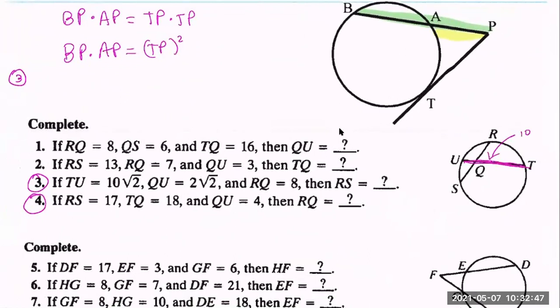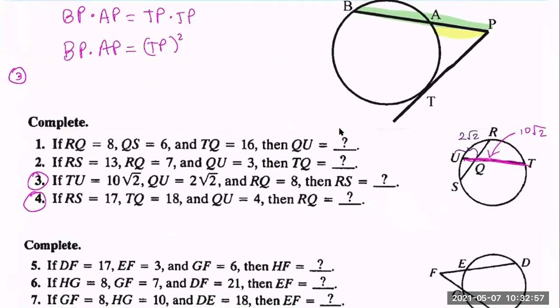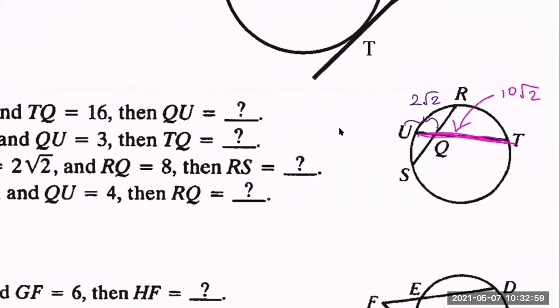TU is 10 radical 2. And then they tell you that QU, this segment right here, is equal to 2 rad 2. And I'll zoom in a little bit. Then after that, RQ is 8.